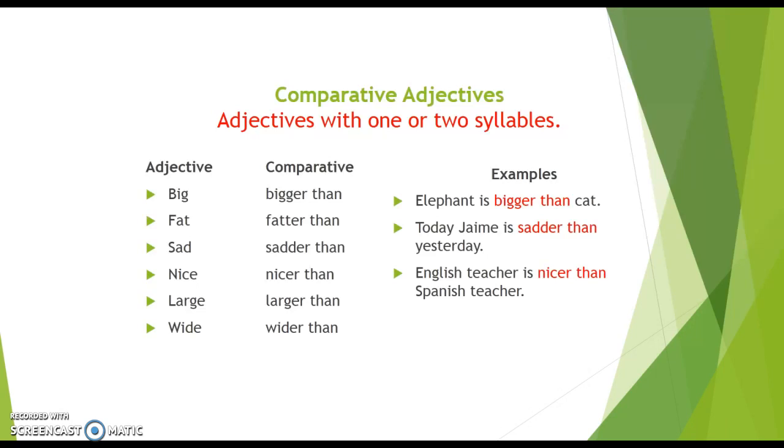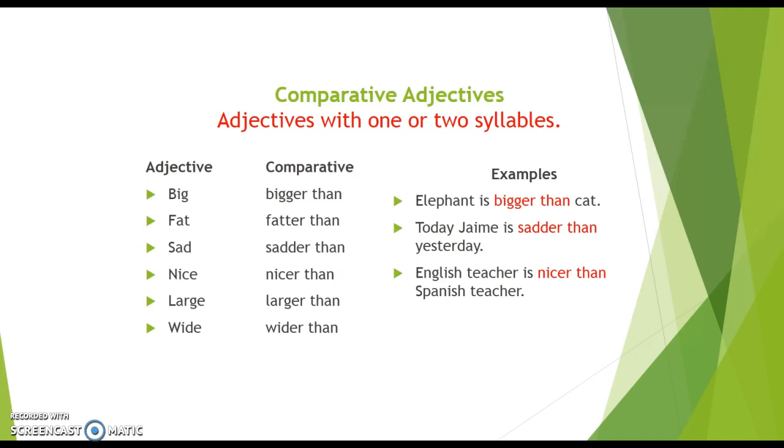For example, the words nice or large or white are ending in the letter E. You just add the letter R and the word than. That is particular for making the comparative, than. So you have nicer than, larger than, wider than.